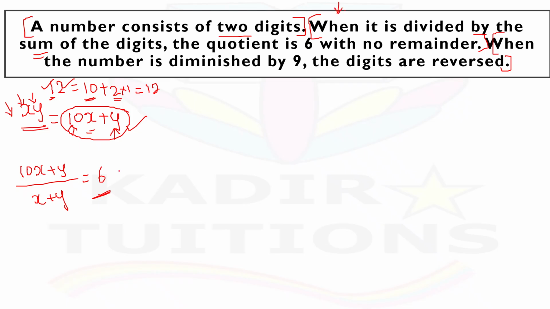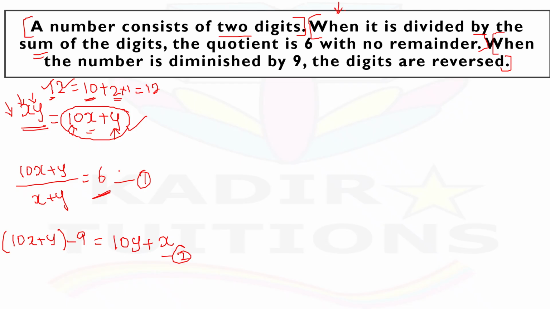Now, what is the next statement they have mentioned? When the number is diminished by 9. So what is the number? 10x plus y. Diminished in the sense what? We are going to subtract 9 from it. So what is going to happen? The digits are getting reversed. Then what's going to happen with the value of the number? At the tens place the digit y will come, at the ones place the digit x will come. So these are the two mathematical statements we have derived from the verbal statements given in our question.